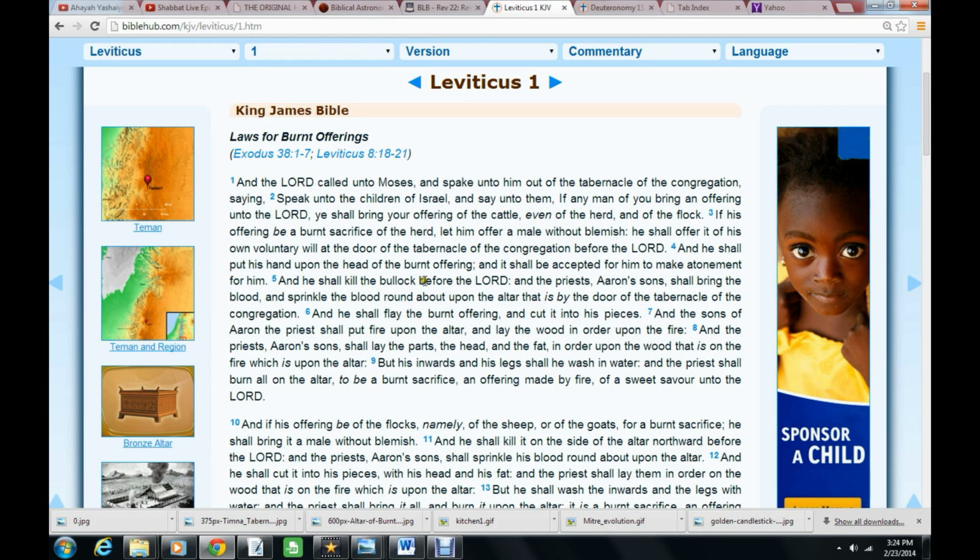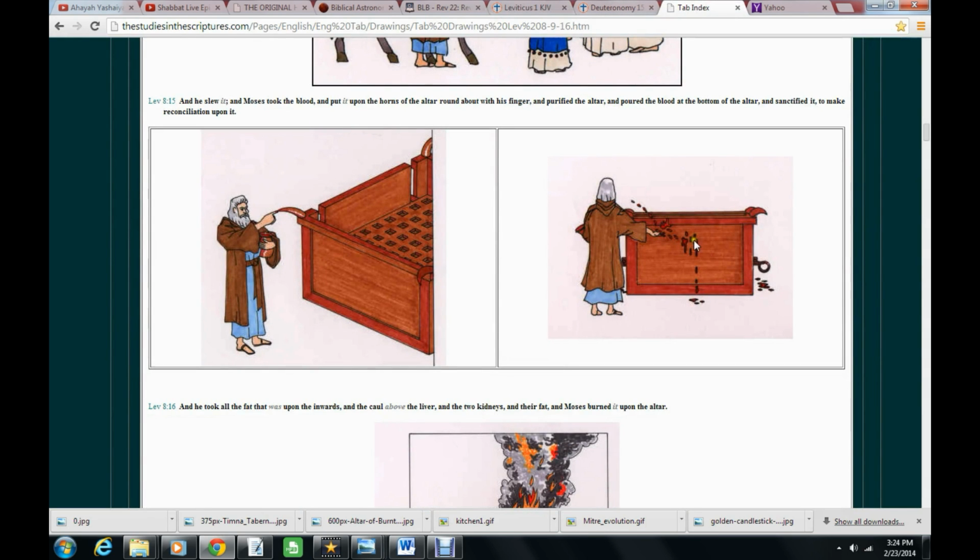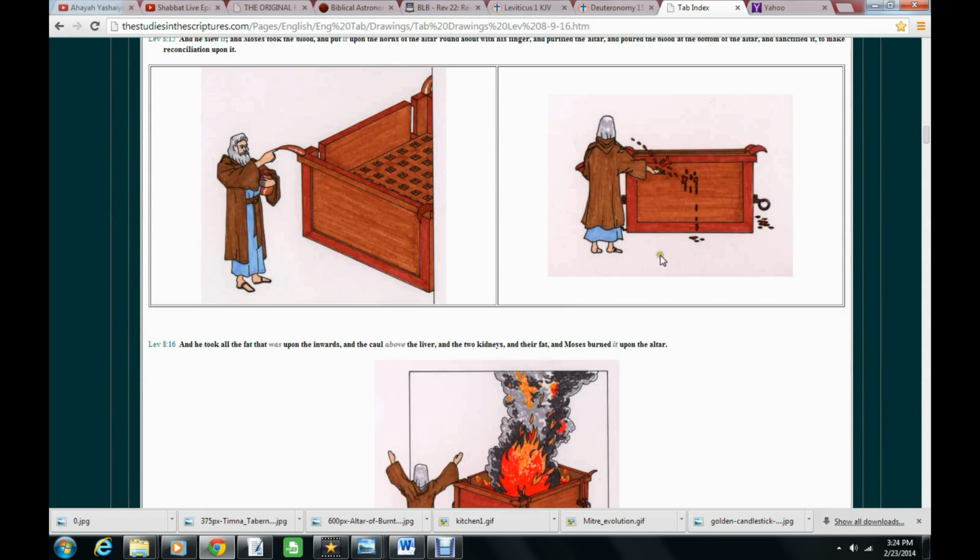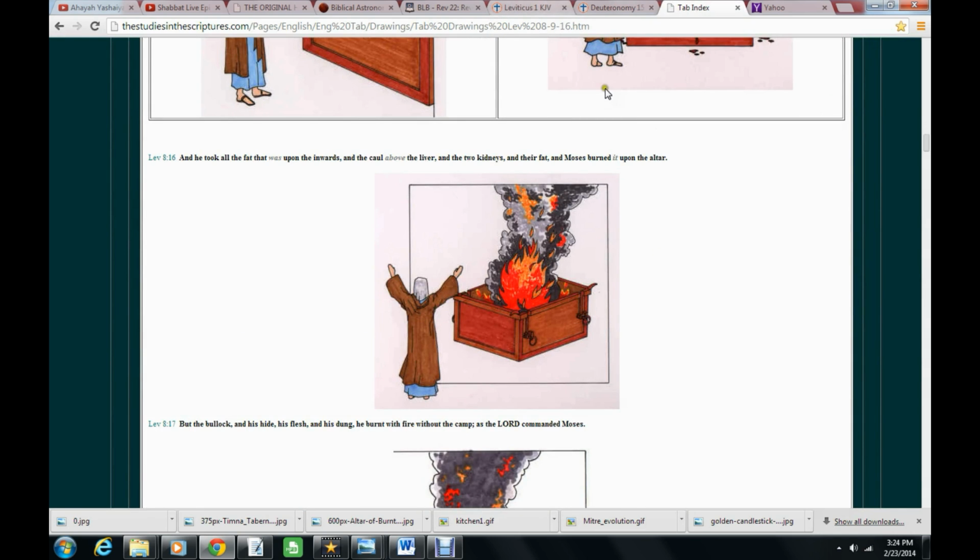And he shall kill the bullock before the Most High, and the priests and Aaron's sons shall bring the blood and sprinkle the blood round about upon the altar that is by the door of the tabernacle of the congregation. So there we go. Floop, floop, floop, all corners. And now he go for a burnt offering.